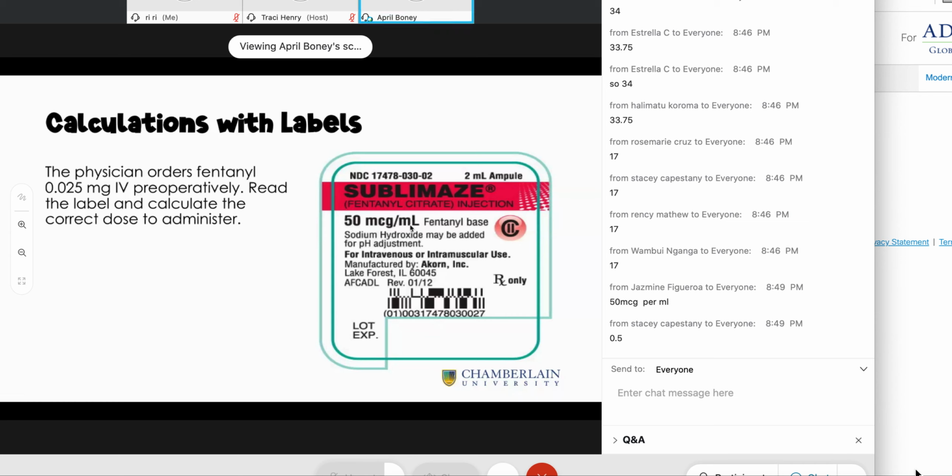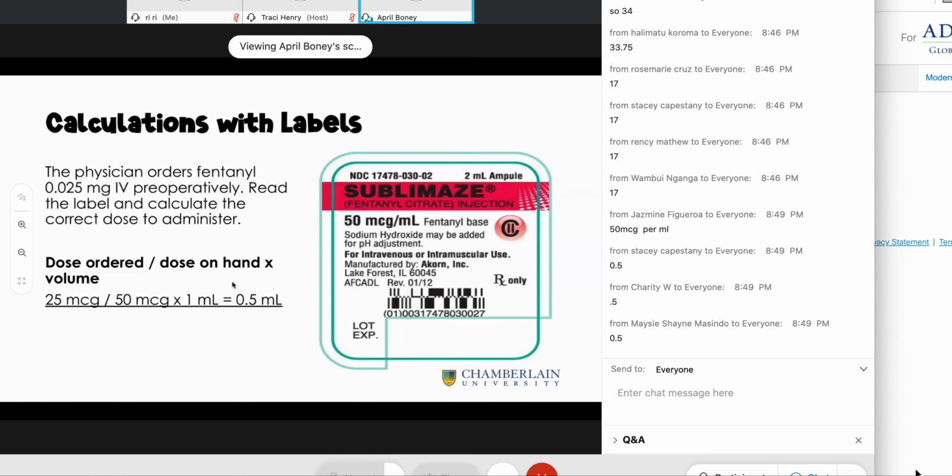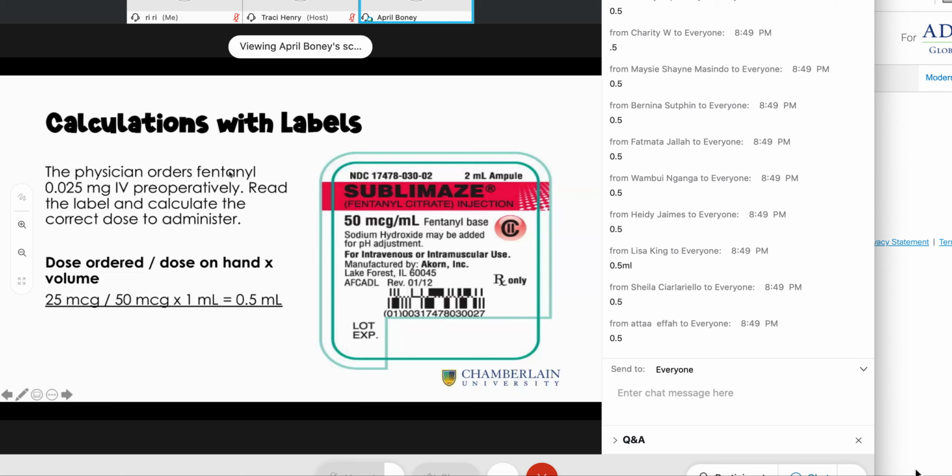So this calculation is dose ordered divided by dose on hand times volume. We have milligrams to micrograms, so we had to do a conversion. I went to micrograms. So 0.025 milligrams times 1,000 is 25 micrograms. So we have 25 micrograms as our order, divided by 50 micrograms, which is our concentration, times 1, we're going to give 0.5 milliliters, because this is volume. It can't be micrograms. It's volume. It has to be milliliters.